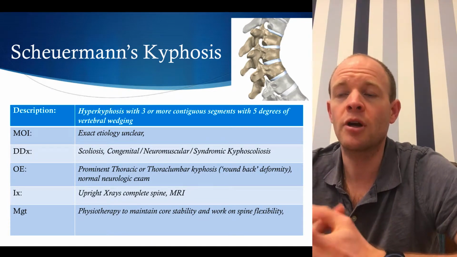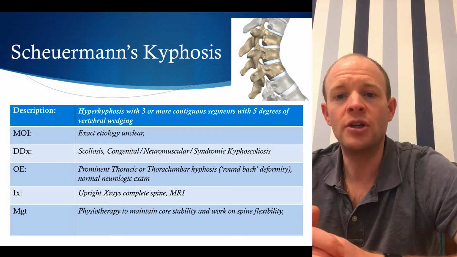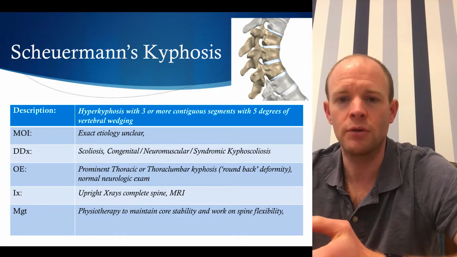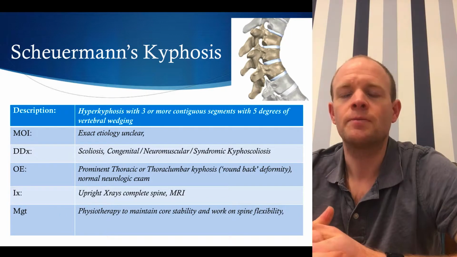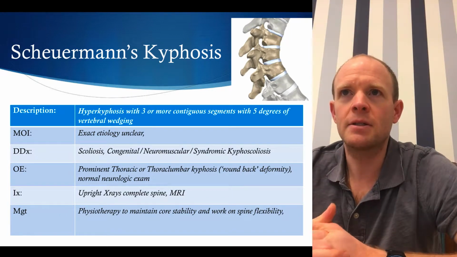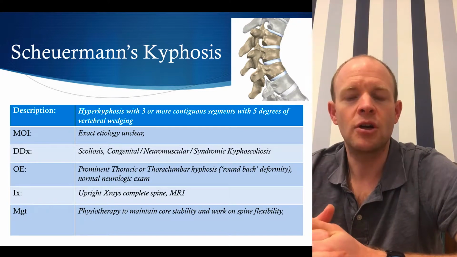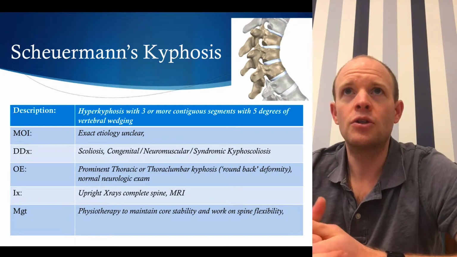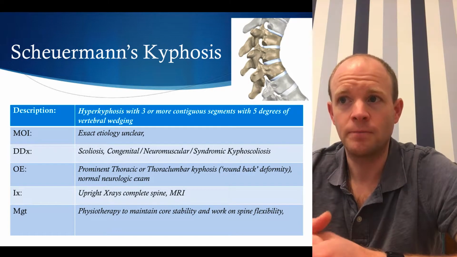So you're looking for a hyperkyphotic patient with at least 3 segments in a row of wedging of the vertebrae. If you don't have those requirements, you don't truly have Scheuermann's kyphosis. Some people talk about Scheuermann's disease and end plate changes. That's a bit difficult because there are many patients that have end plate changes on an MRI or an x-ray that are completely asymptomatic, and it's not necessarily overly predictive of patients that will or will not have pain.